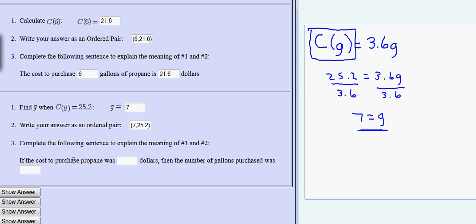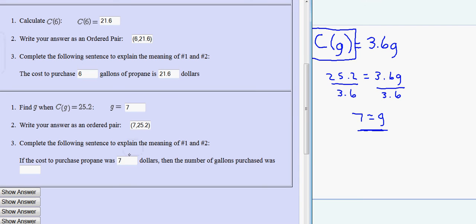It says if the cost to purchase propane was $25.2, that's what was given, then the number of gallons purchased was right here. Gallons was 7 gallons of propane.